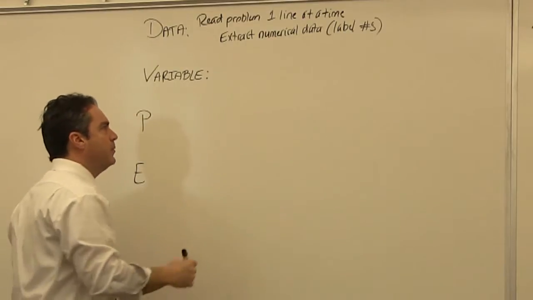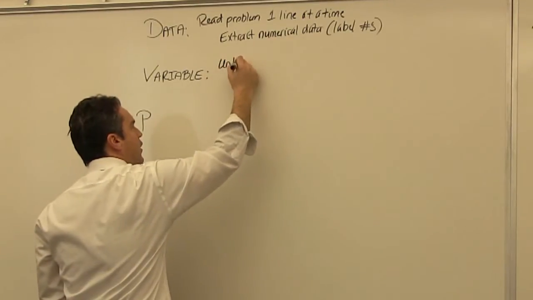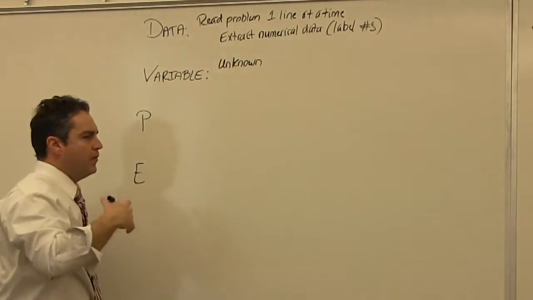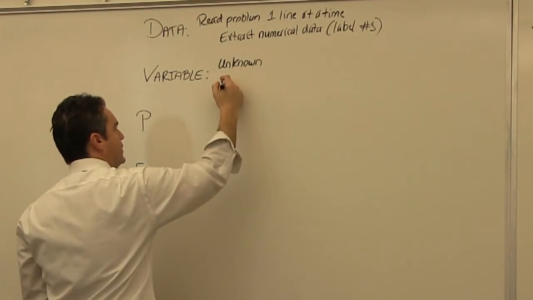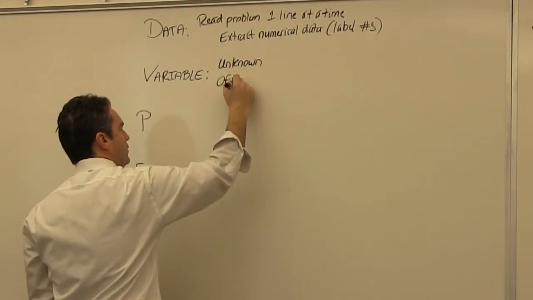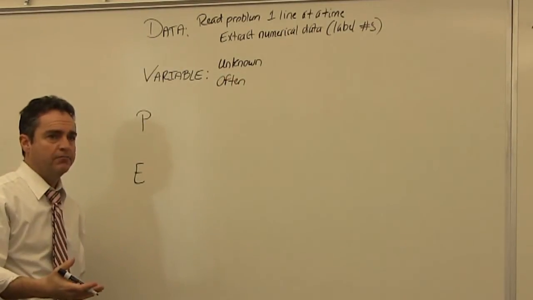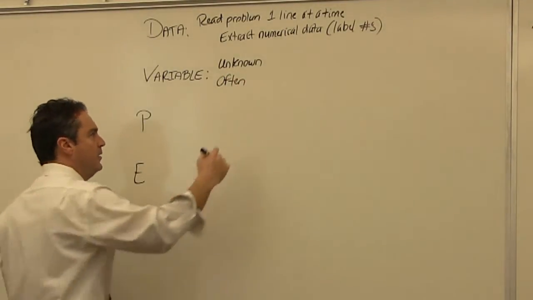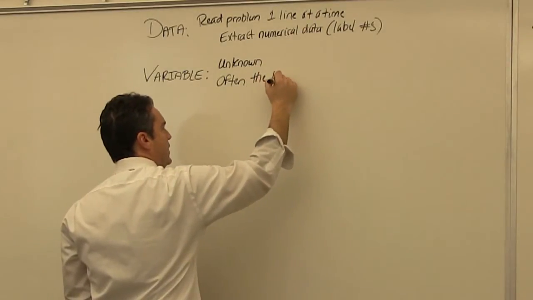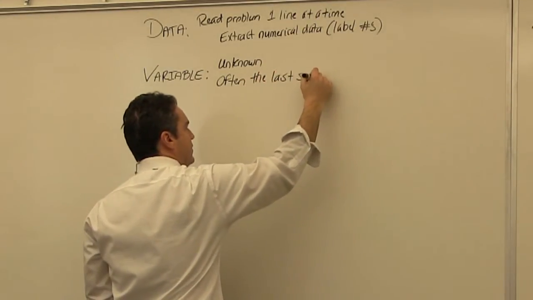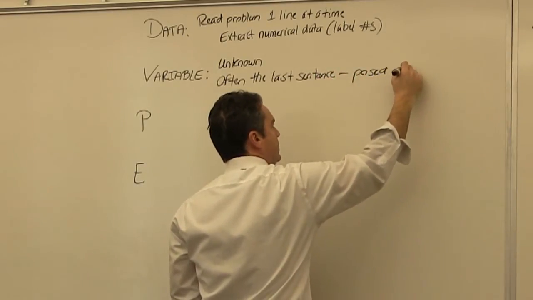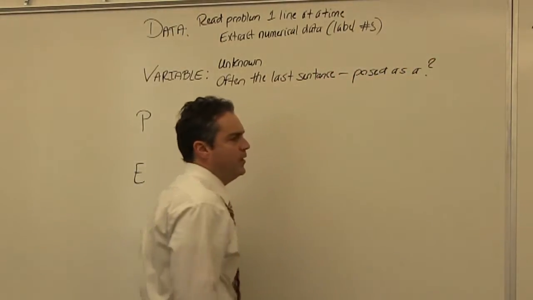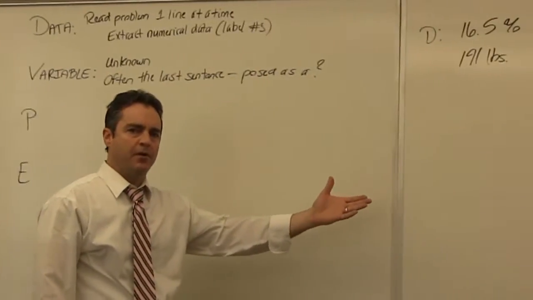This part of the problem is the unknown. This is the part we don't understand. We don't have the answer for this yet. And does often mean always? Nope, it doesn't. But it is often found in the last sentence of the problem, and it's posed as a question.